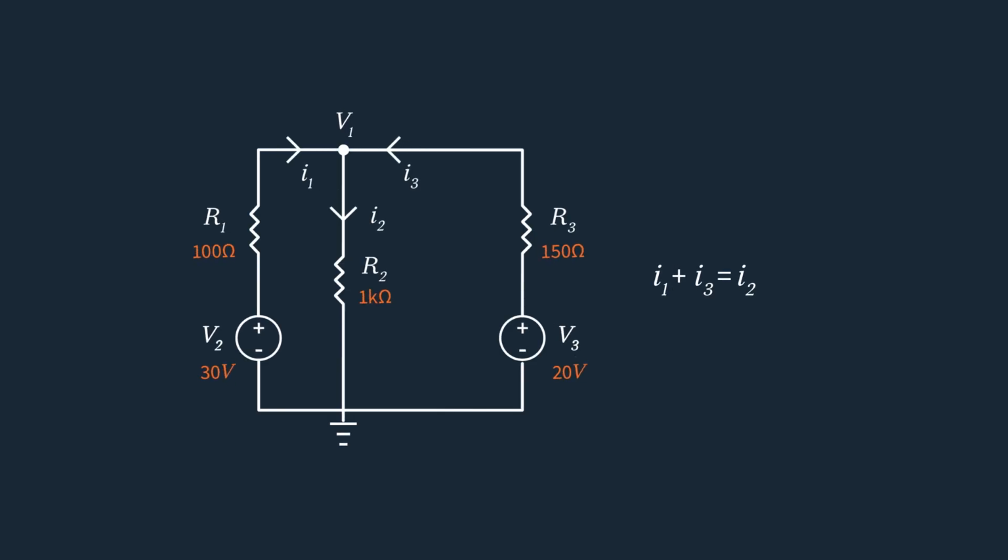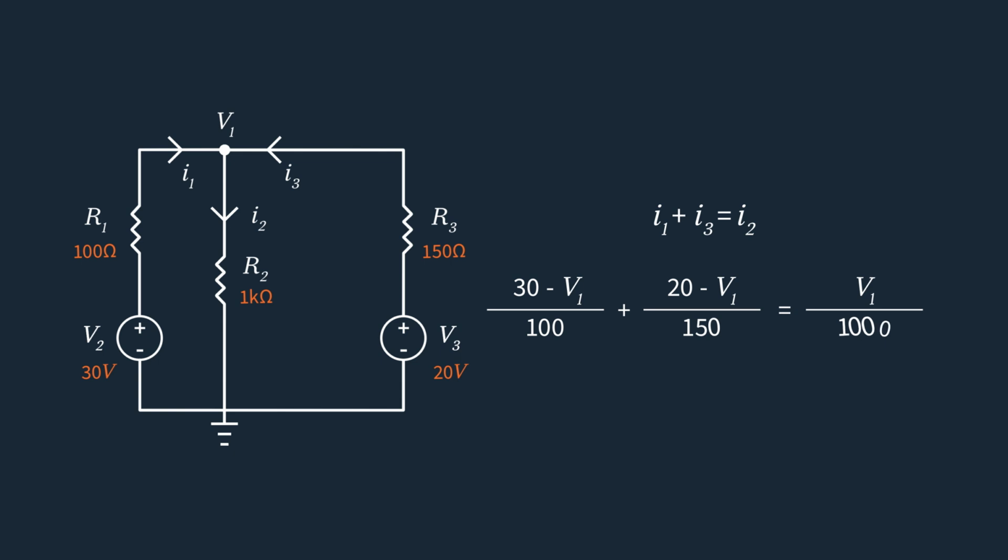To find the potential difference across each resistor, we calculate the difference between the voltages at each node on either end. This potential difference divided by the resistance gives us the branch current. Substituting the values in the KCL equation, I1 plus I3 equals I2, can be written as (30 minus V1) over 100 plus (20 minus V1) over 150 equals V1 over 1000.